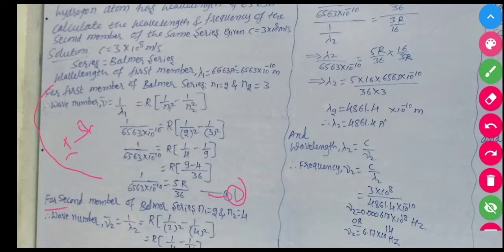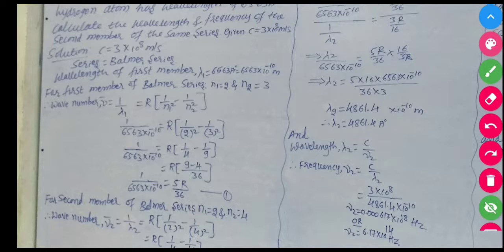I hope everybody understood clearly about this much. So this is all for the first member. Then we shall continue for the second member. For the second member of the Balmer series, n1 remains the same, only n2 is going to change. In the previous case for the first member n2 was 3; now n2 becomes 4 for the second member.